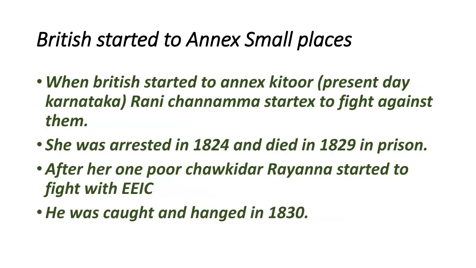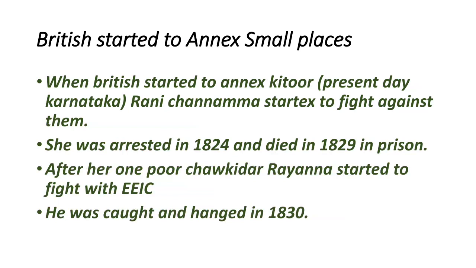It represents that the British started to annex even small places. For example, they annexed a place like Kittur, present-day Karnataka. Everyone knows the Karnataka state. Kittur was ruled by Rani Channamma, and she started to fight against the British. She didn't want to be under the control of the EIC. So she fought against the British, and she was arrested in the year 1824, and she died in prison in 1829.